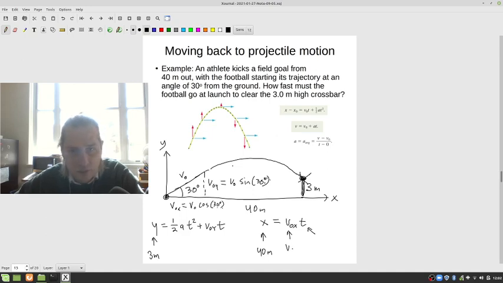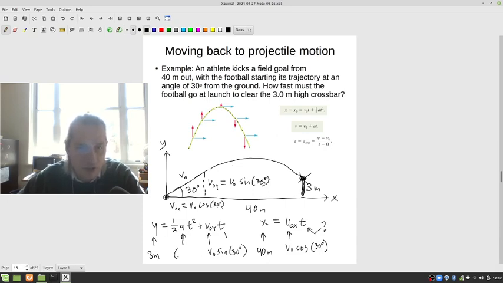So this is going to be v naught cosine 30 degrees. This is going to be question mark. Don't know this. I know that this has to be v naught sine of 30 degrees. And my a in this case is my gravitational acceleration, so it's going to be minus 9.8 meters per second squared.